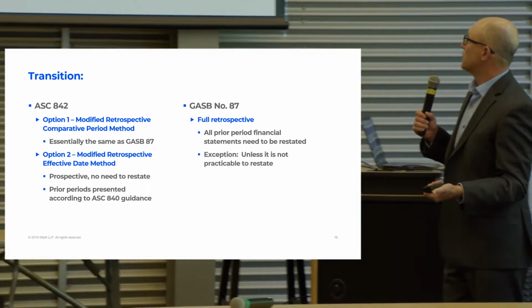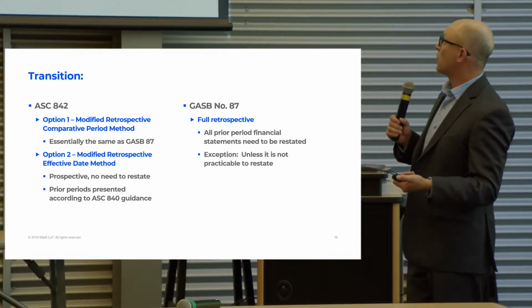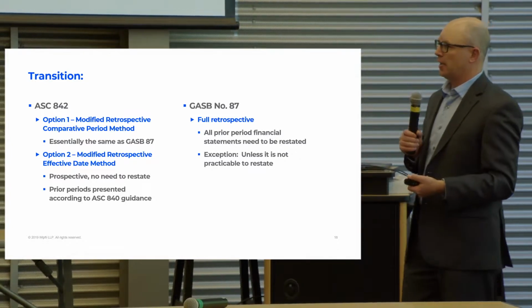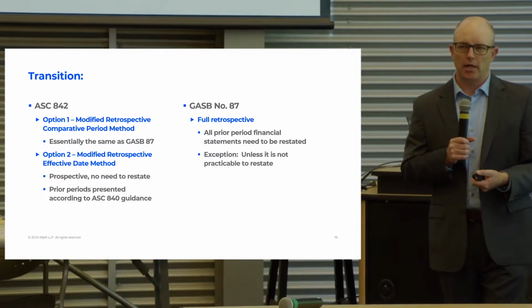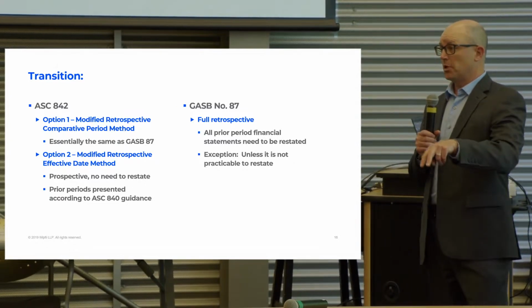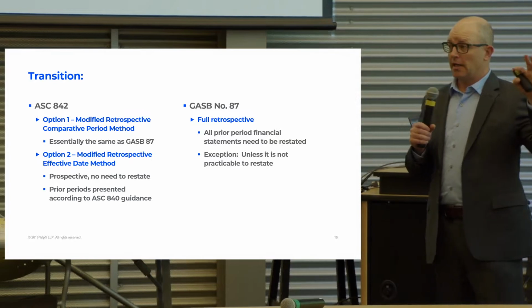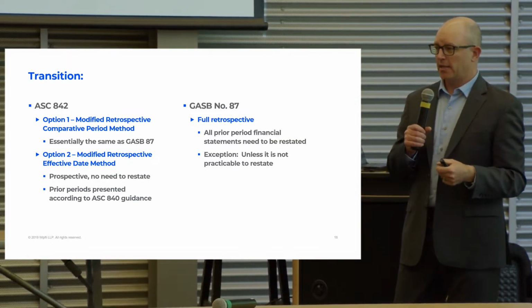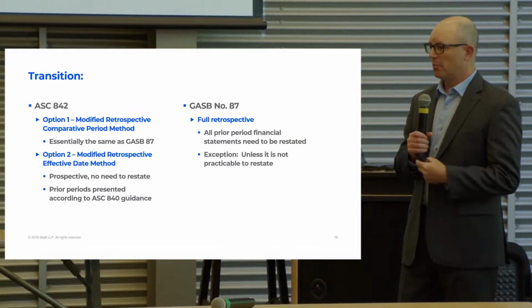GASB 87 just says full retrospective. All prior period financial statements need to be restated. So if you have a governmental hospital, a government health hospital district, something like that, that traditionally issues two-column financial statements, you have to take the whole GASB 87 guidance through both years. You just don't have the option.